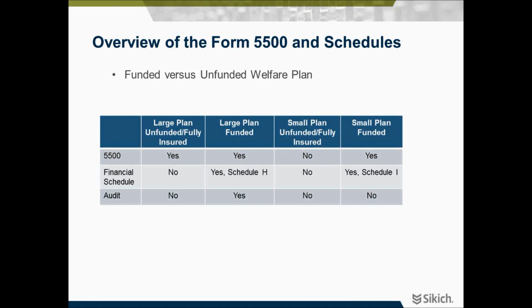and covers 100 or more participants at the beginning of the plan year must file Form 5500 with the required schedules. A welfare plan is exempt from filing Form 5500 if it covers fewer than 100 participants, again, fewer than 100 participants as of the beginning of the plan year, and it's unfunded, fully insured, or a combination of the two. A welfare plan that is funded or uses a trust must file the Form 5500 regardless of the participant count.